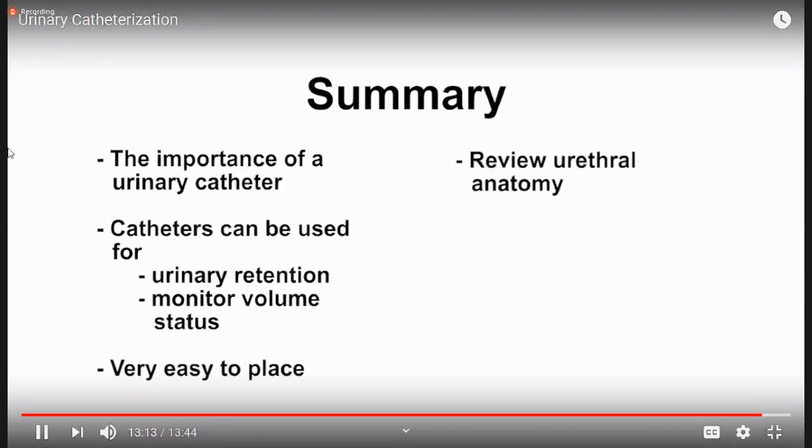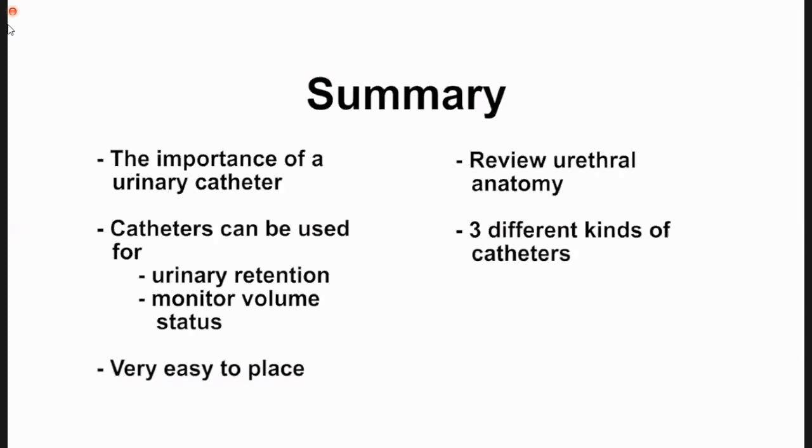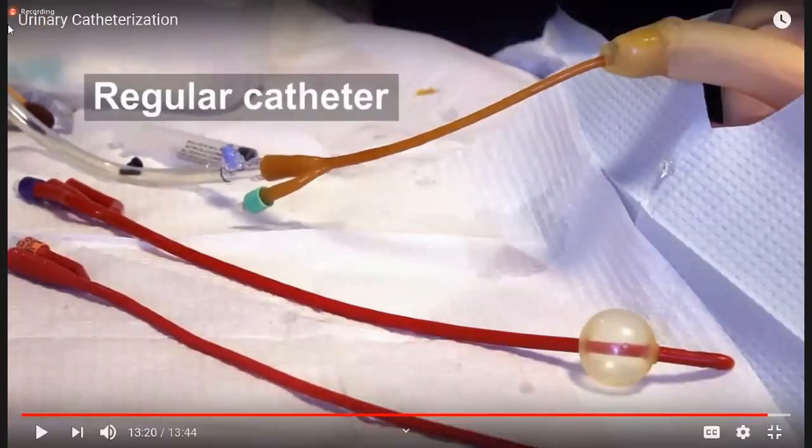Keep in mind the urethral anatomy. Also, now you're aware of the 3 different types of catheters: the regular 2-way Foley catheter, which is an indwelling catheter, and normally we will use in female patients a 14 to 16 French indwelling 2-way catheter, and for the male patient we can use the 20 to 22 French size of catheter, and that is the 2-way catheter, and the 3-way catheter used for irrigation, the coude tip catheter, and the 3-way catheter.